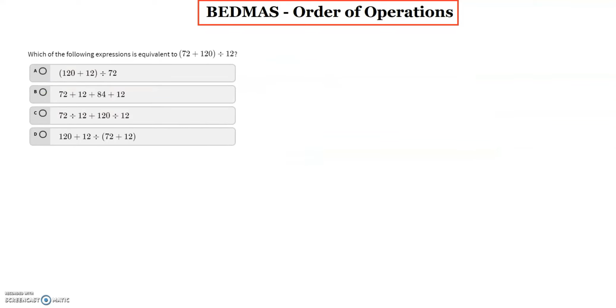Another question in the sample MPT test was, which of the following expressions is equivalent to (72 + 120) divided by 12? And we have 4 options given. So what I can do is solve the question first, which is 72 plus 120, divided by 12. Again, I will be using BEDMAS. So I can write that on the side.